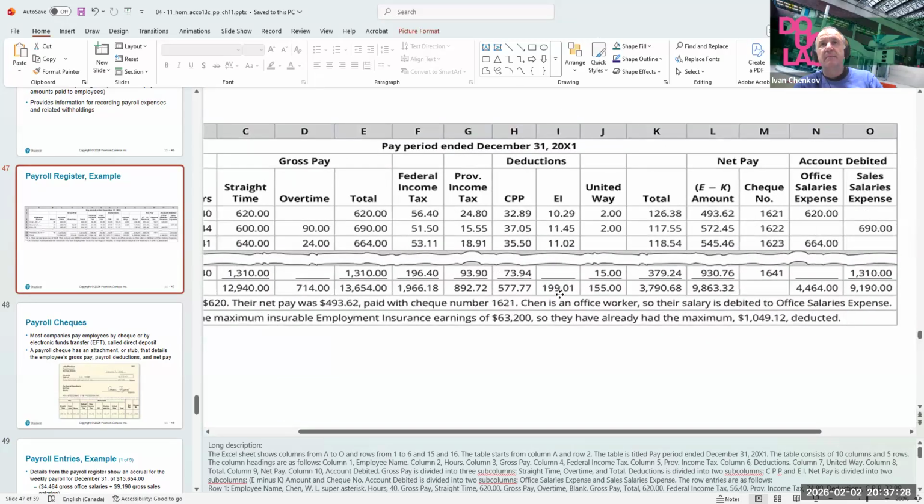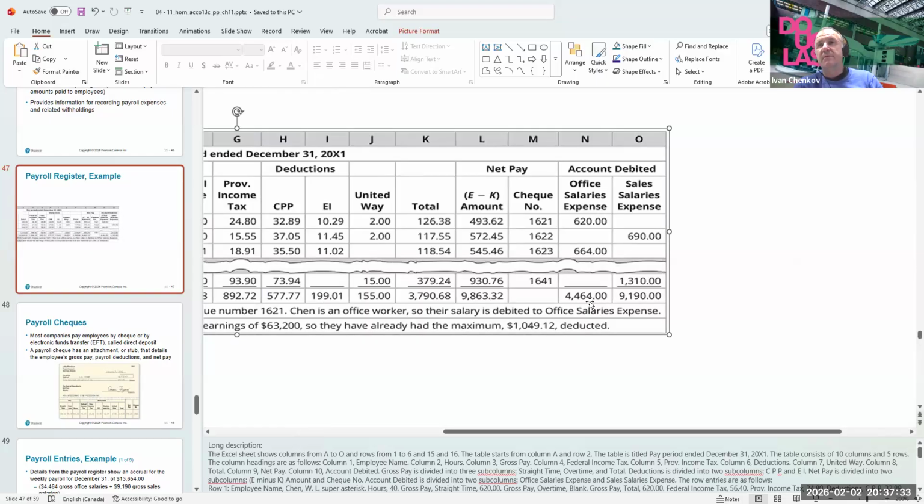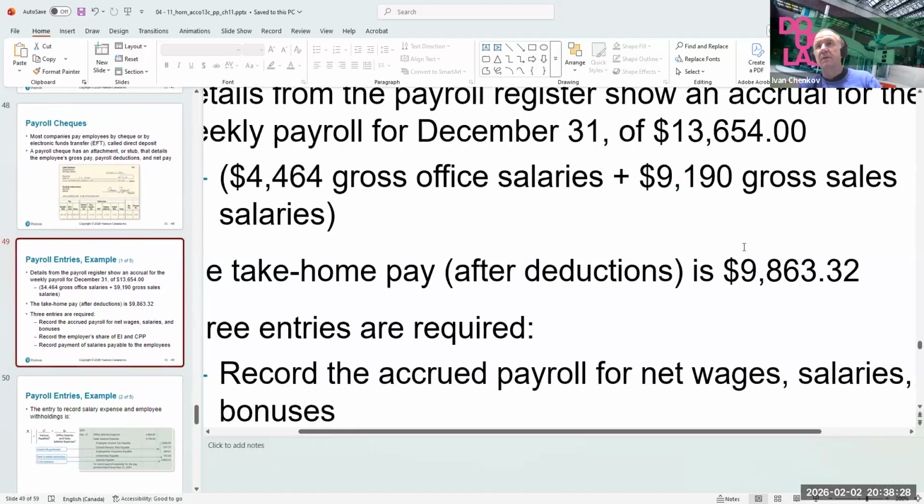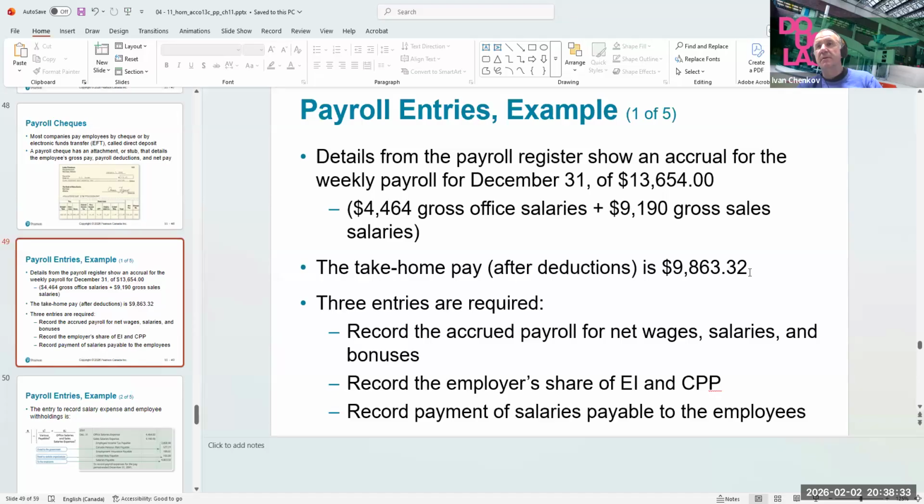Yes, that's the one. So basically, what they're saying is office salary making 4,464, sales salary making 9,190. Total deductions, as you can see, is 3,790.68. Out of those deductions, for federal taxes, we have to submit 1,966.18. For provincial tax, we have to submit 892.72. For Canada Pension Plan, we have to submit this amount plus the same amount from the employer. For employment insurance, we have to submit this amount plus 1.4 times this amount. And to United Way, we have to submit this amount. As a direct deposit, the employees are going to get 9,863.34.